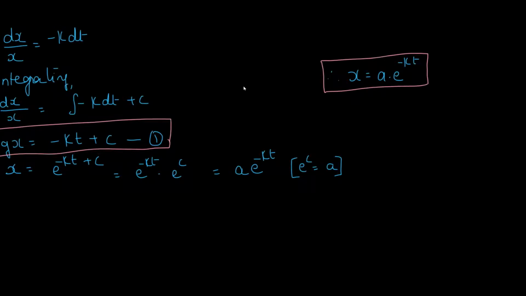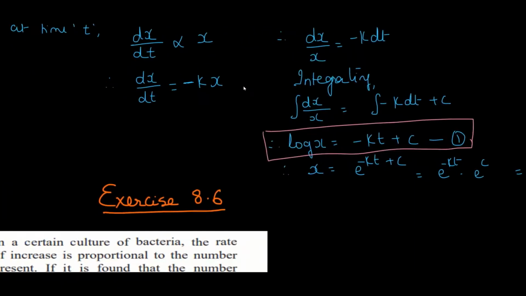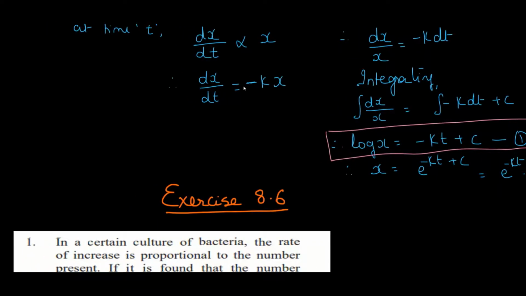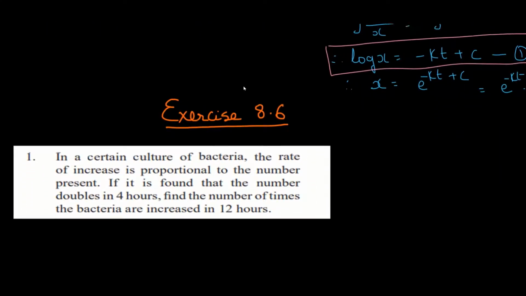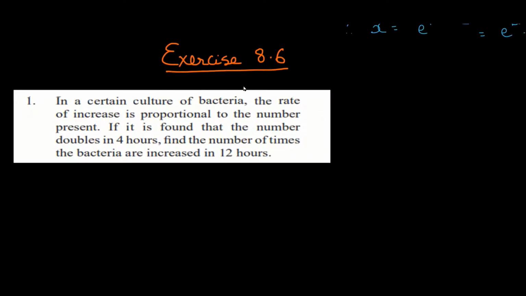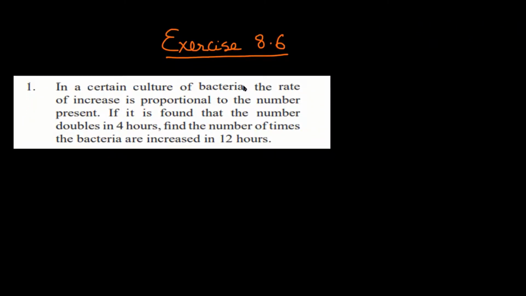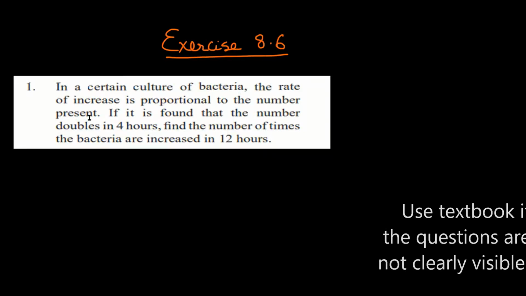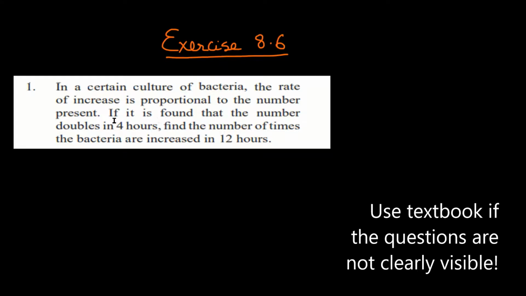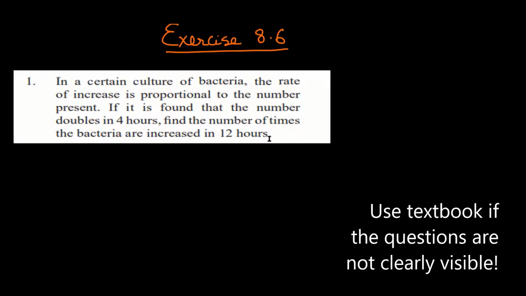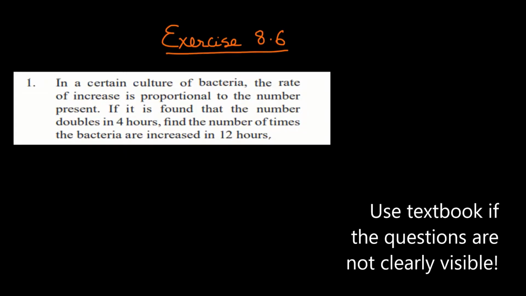So now let us begin with exercise 8.6 and check out the problems which are given there. These sums will be given to you in the board exam for at least up to 4 marks. So study them properly. Now in exercise 8.6, the first problem is: in a certain culture of bacteria, the rate of increase is proportional to the number present. If it is found that the number doubles in 4 hours, find the number of times the bacteria are increased in 12 hours. So first things first, let us write down the data that is given.